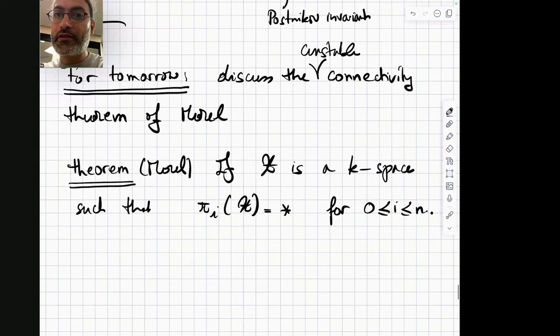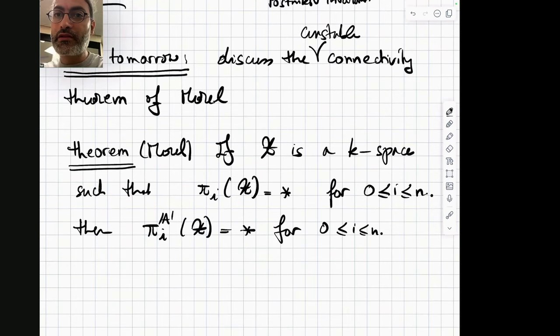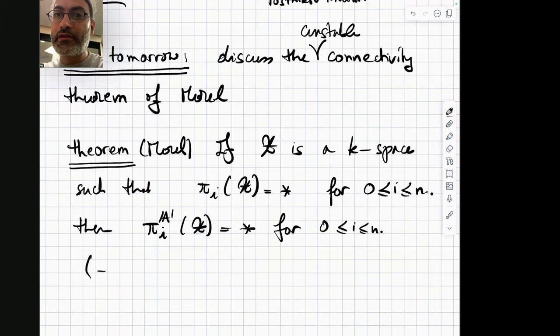Okay, so if this is the case, then the same is true for the A1 homotopy groups, the same range. This is what's called the connectivity theorem. Said differently, equivalently, one way to say this is that the motivic localization functor preserves connected K spaces.